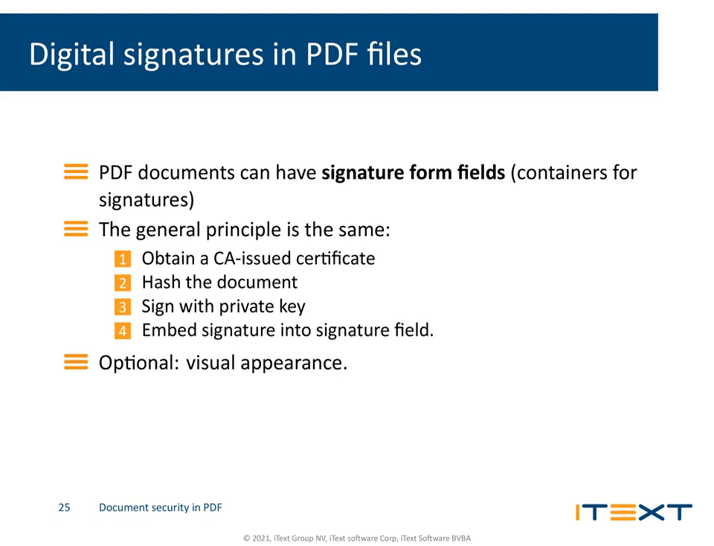A signer obtains a certificate issued by some certificate authority. Then when he or she wants to sign, they hash the document, then sign with the private key corresponding to their certificate, and then they embed the result into the signature field in the PDF file. Optionally, but that's a matter of taste, you can add a visual appearance for the signature so that it's visually clear that the document was signed, but this is not mandatory.